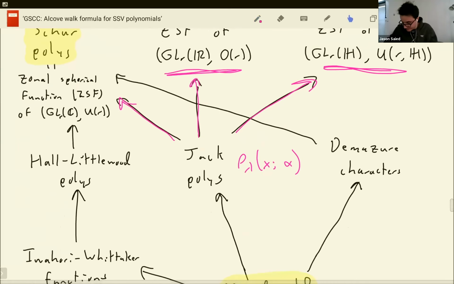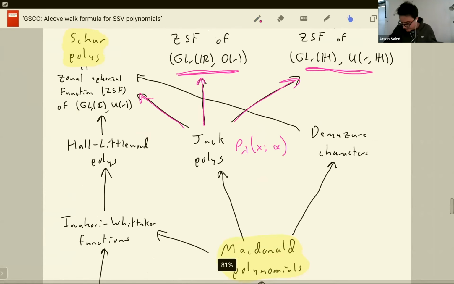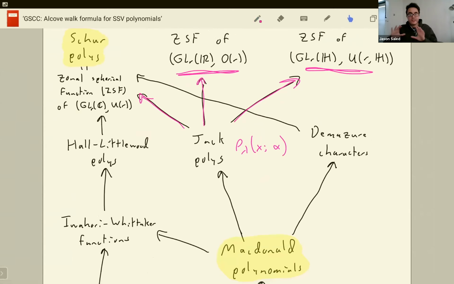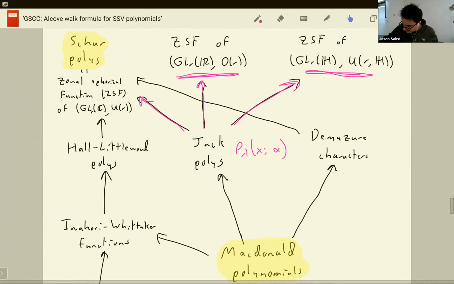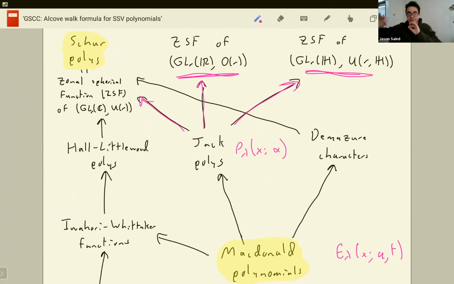But what people in my field like to study are Macdonald polynomials, because they very nicely generalize all of this stuff I'm talking about. So they have some parameters, these parameters q and t, and when q and t are specific numbers, they recover all of the stuff above.